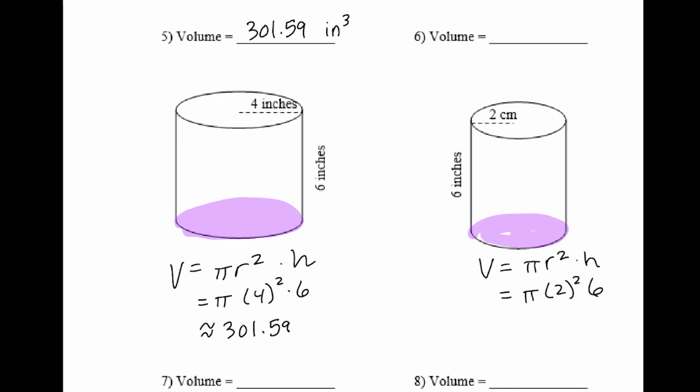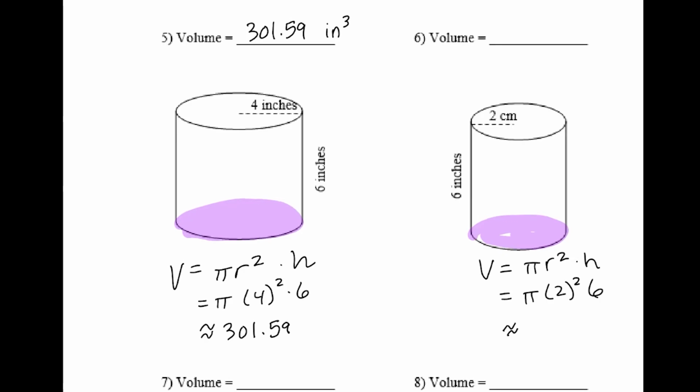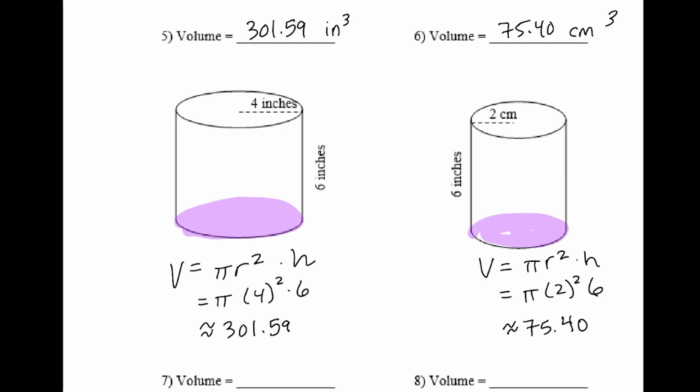On number 6, we're trying to find the volume of the cylinder, where we need to find the base area and multiply that by the height like we did in the previous problems. So in this problem, the radius is 2 and the height is 6. So we need pi times 2 squared times 6, which you can put in your calculator and get 75.4 cubic centimeters. All of these cylinder volume problems are going to be worked basically the same way. If you're given the radius and the height, then you just need to plug them into that formula.